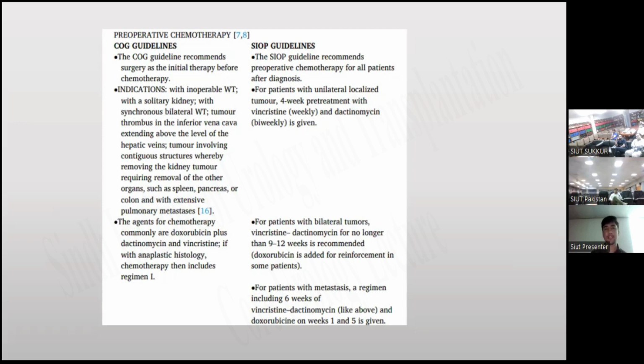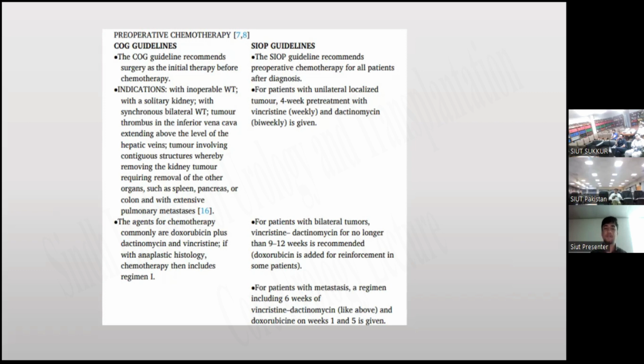The SIOP guidelines recommend preoperative chemotherapy for all patients after doing the radiological diagnosis. SIOP recommends preoperative chemotherapy to every case for patients with unilateral localized tumor. The recommended treatment is 4 weeks with two drugs, that is vincristine and dactinomycin, weekly. For patients with bilateral tumors, this is what we follow in our institute.